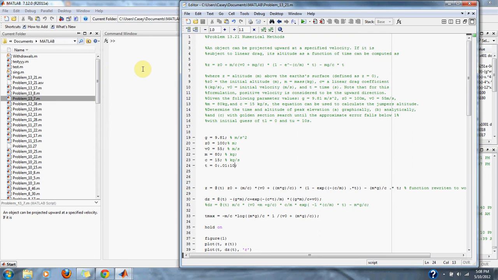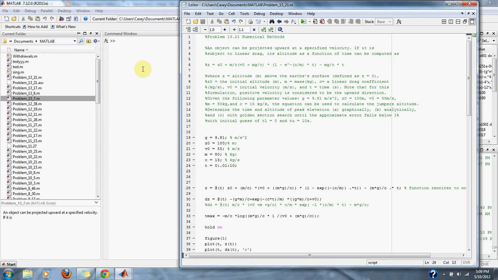Given the following parameter values: g equals 9.81 meters per second squared, z sub 0 equals 100 meters, velocity at 0 equals 55 meters per second, mass equals 80 kilograms, and c equals 15 kilograms per second, our linear drag coefficient. The equation can be used to calculate the jumper's altitude.